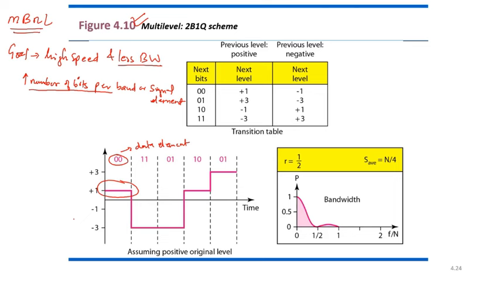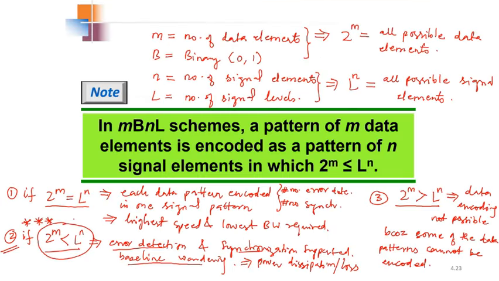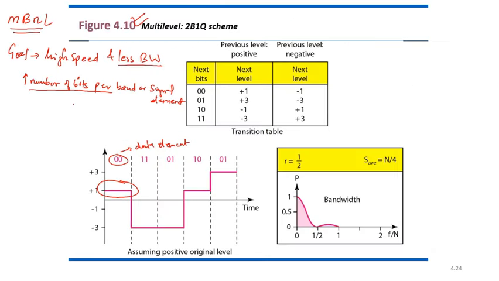Similar to that, we should use 2 to the power m less than L to the power n. One of the techniques is called 2B1Q. Here m equals 2, B means binary, so 2, n equals 1, and Q means quaternary, so L equals 4, with 4 levels. Here we have 2 to the power m, where B means binary, so it is 2.